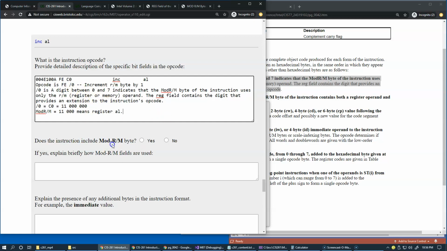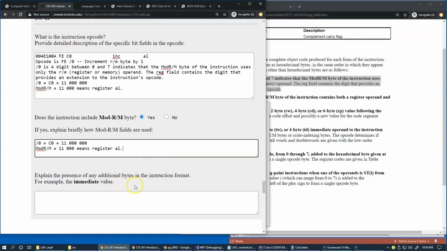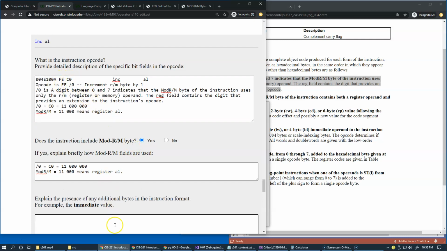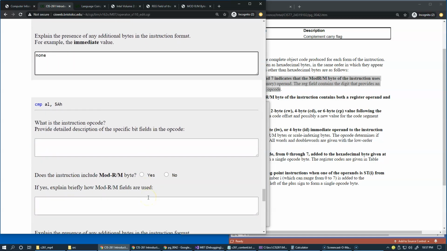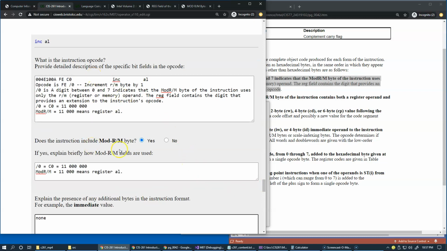Mode RM byte present. So here, yes, it is. And explain briefly how mode RM fields are used. We explained it here. So let's just copy these two. We can duplicate it here. I think that's good enough. And explain the presence of any additional bytes. There is none. Okay, so this is our work on two of these increment instruction formats.